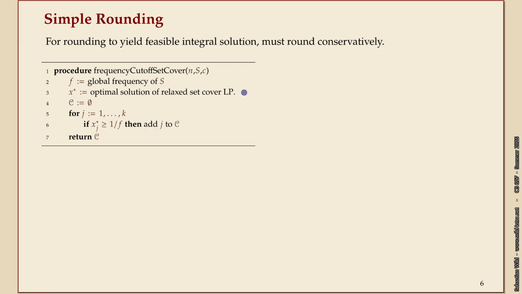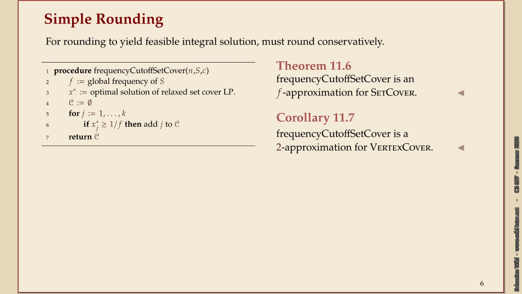That's what we call frequency. Then we take our optimal LP solution, some fractional solution, and we're going to pick all the sets where the variable is at least 1 over f. That's what I mean by round conservatively. We're rounding up way further, way earlier than we would normally think of rounding 0.5 up and everything else below rounding down. Here we're rounding up potentially much earlier if f is larger than 2. And so all of these we return, and that's our answer. Let's see how well this does.